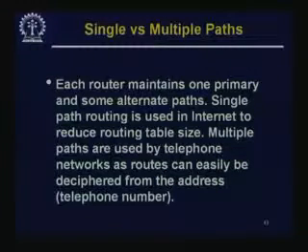Single versus multiple paths. Each router maintains one primary and some alternate paths. Single path routing is used in the internet to reduce routing table size. These multiple paths or stochastic routing, etc., are not usually used in routers in the internet, simply because the routing table size is at a premium. Multiple paths are used by telephone networks, as routes can easily be deciphered from the address.